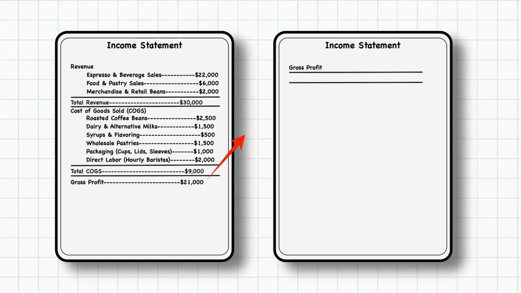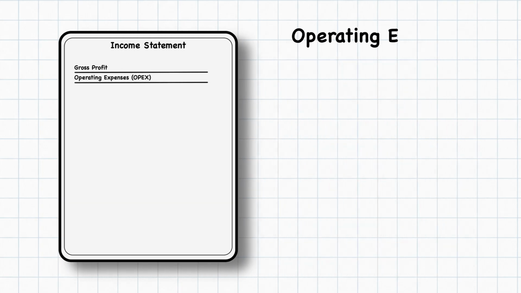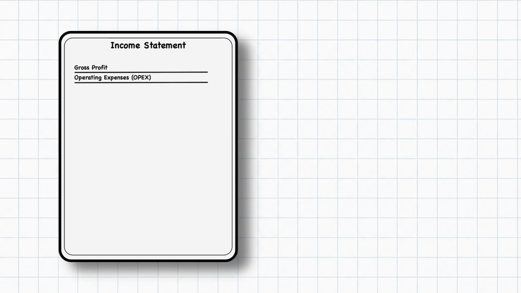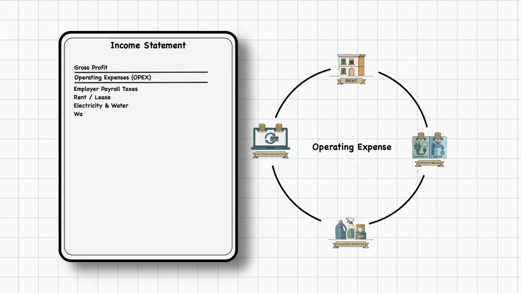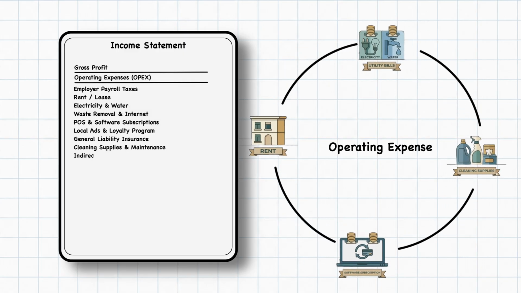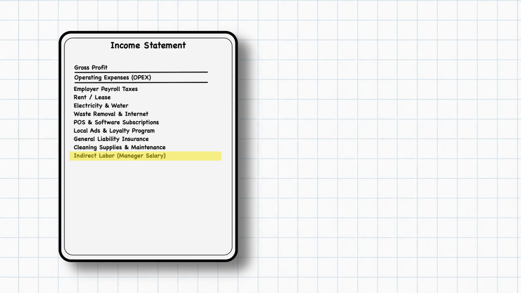Next, we have to pay your operating expenses, or OPEX. These are the fixed overheads you pay just to keep the doors open regardless of how much coffee you sell. A detailed OPEX section spells out everything. Under facility, you have line items for your store lease, electricity, water, waste removal, and internet. Under payroll, you will see a line item for salaries, which might make you pause.